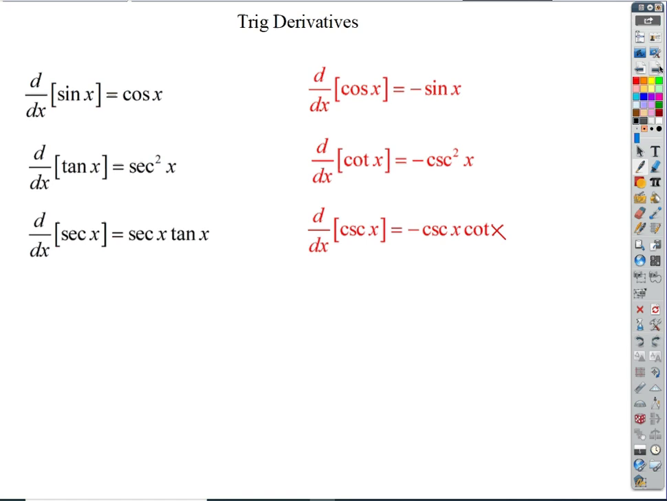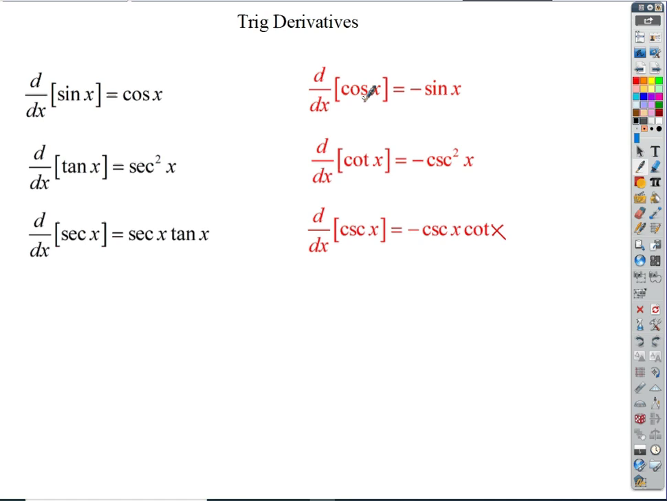Okay? And look at the comparisons we can make. The derivative of sine x is cosine x. So the derivative of cosine x flips it around, and that gives us negative sine x. But notice that the derivatives of the co-trig functions all have negatives in the results. So they go together in that way.